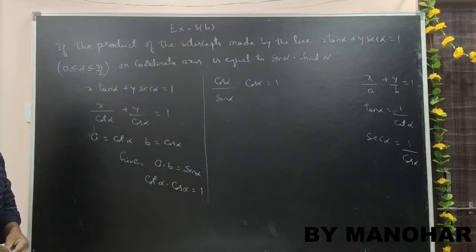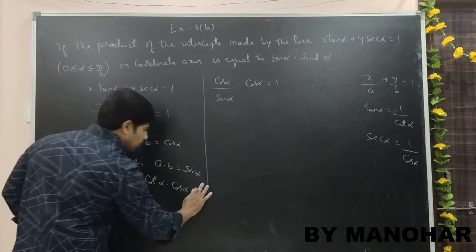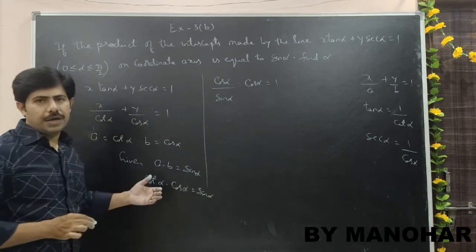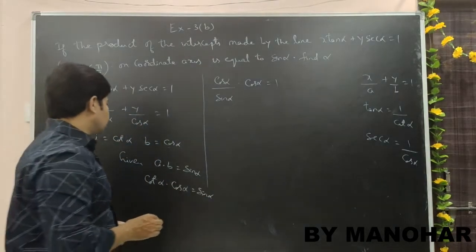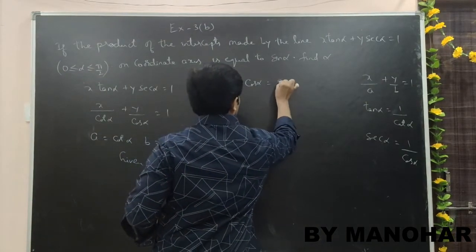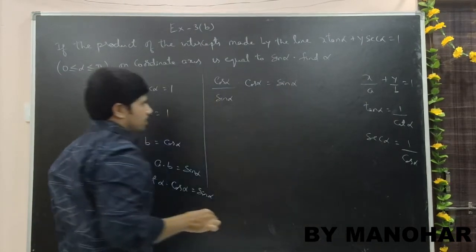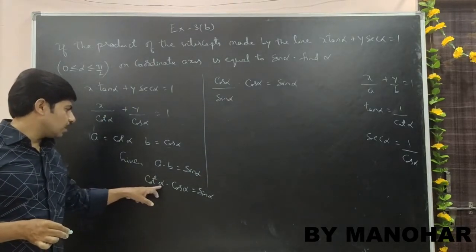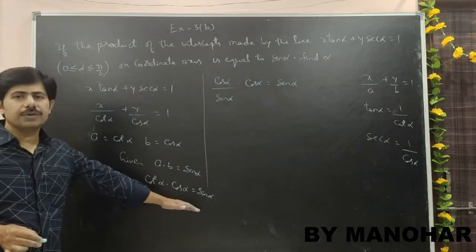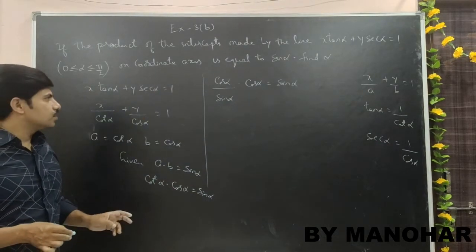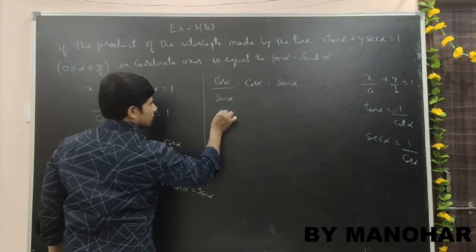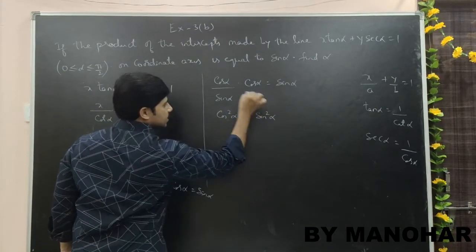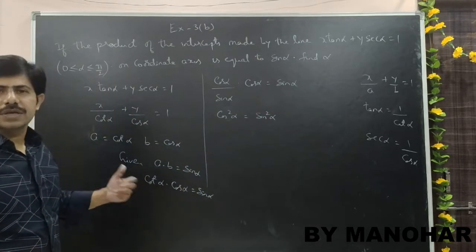So I need to write it as a into b is equal to sin alpha. Okay, so product of intercepts is sin alpha. A value cot alpha, b value cos alpha. We substitute, equated to sin alpha because it is given as sin alpha. So now cos alpha into cos alpha will become cos square alpha is equal to sin square alpha. Cos square alpha is equal to sin square alpha.